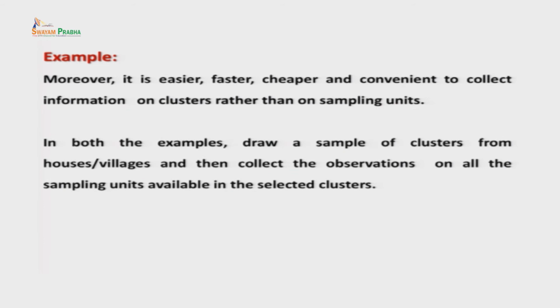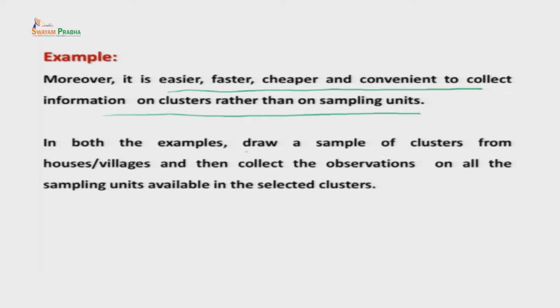And if you try to see in practice what is easier, getting the information on sampling units or getting the information on the clusters, getting the information on the cluster is easier, faster, cheaper and convenient, and the information from them can be collected easily rather than collecting the information on the individual sampling units. So, in these two examples which I have just taken, what do we try to do?